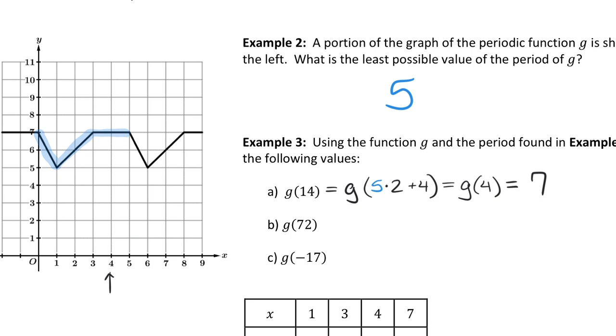Now what if we do this for 72? Oh yeah, and let's get our brains pumping. 5 times what gets you close to 72? 14. 5 times 14 is 70, which means how many left over do I have? 2. So g of 72 is the same as g of 2. And if we read our graph, what is g of 2? 6. So g of 72 is just like g of 2, which is 6, because I'm just using that repeating idea of this 5-unit long cycle to get down to a number I do know.